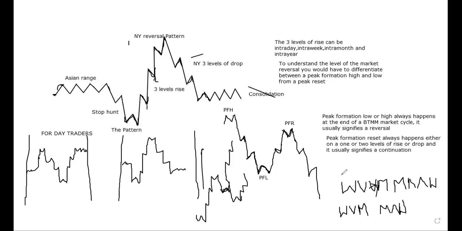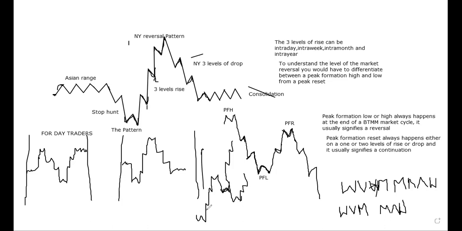You understand? But a peak formation reset simply means that if the market gives you like two levels or one level of rise or drop, then you now see an M formation or a W formation. If it's a drop, then you want to see a W formation. You understand? That means the market is giving you a peak pattern that says I'm at my peak. But it is not actually the peak, because it wants to reset, that is, it wants to start over again. At that level, at that moment, you want to recount the levels.